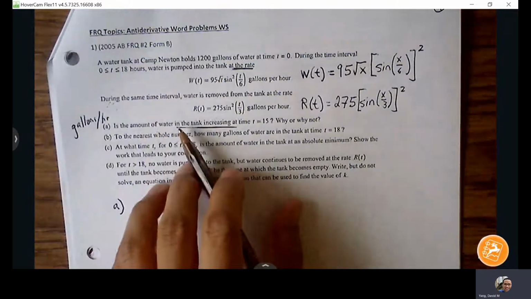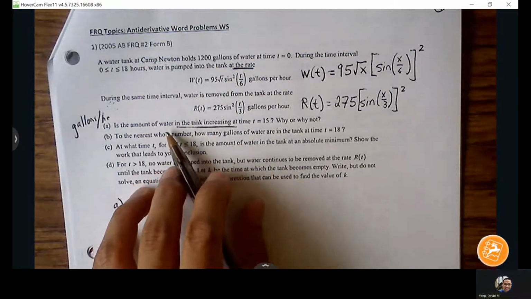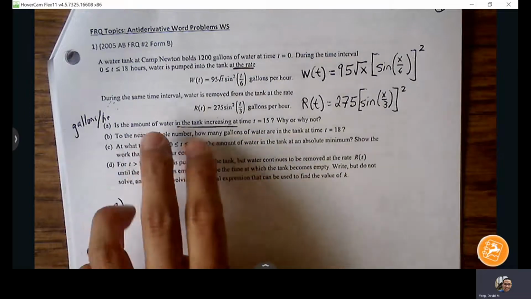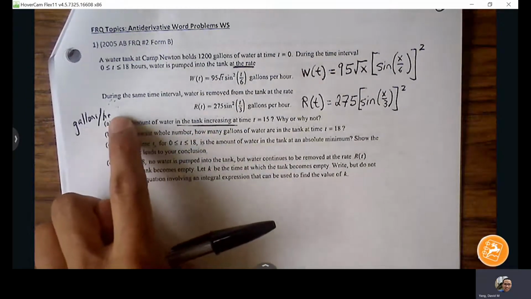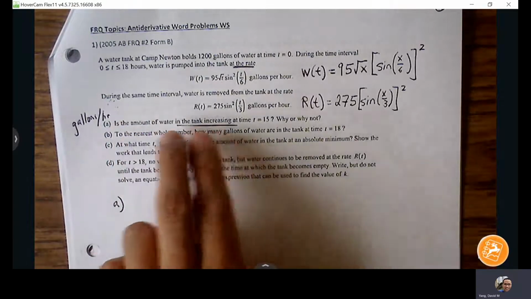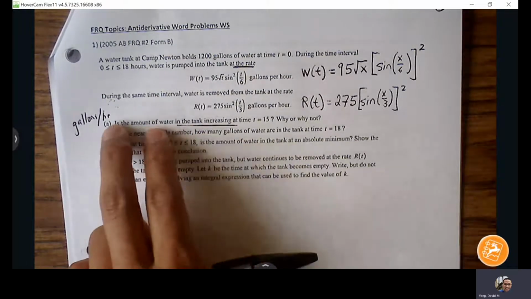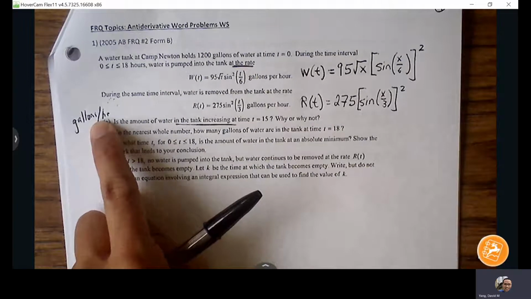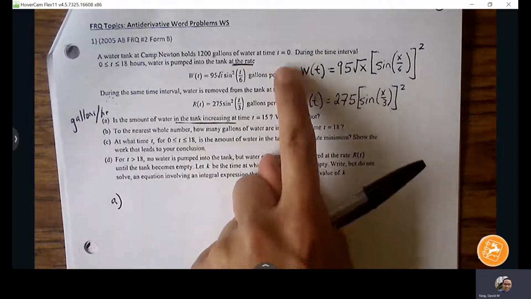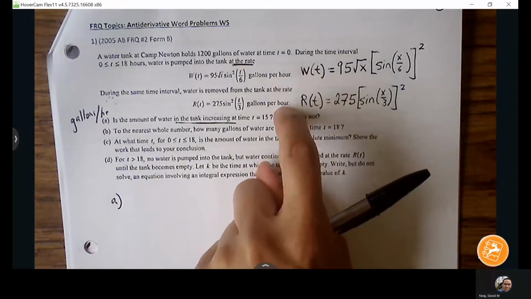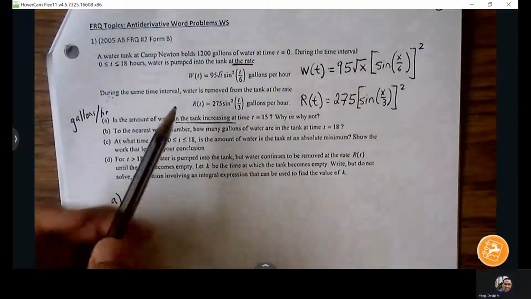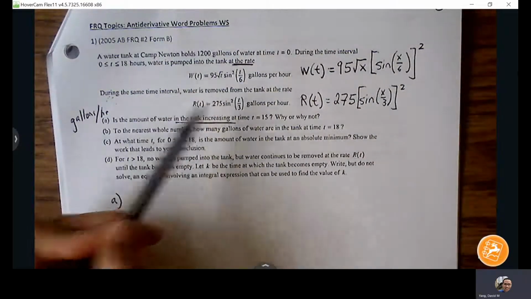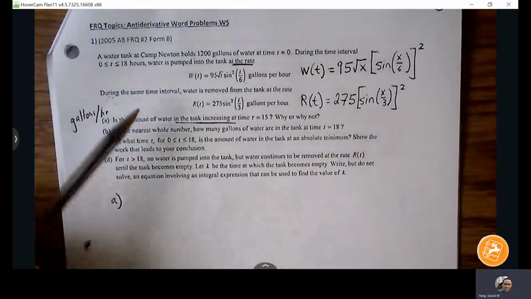Now, if it says, is the rate increasing? If you see the word rate and increasing, then it's going to be gallons per hour, right? But here, this is the amount of water increasing, amount of water decreasing. This is gallons per hour. So the units that we want are the same units as W of t and R of t. So for part A, we don't have to rely on derivative or calculus. We can just rely on merging them together, right?